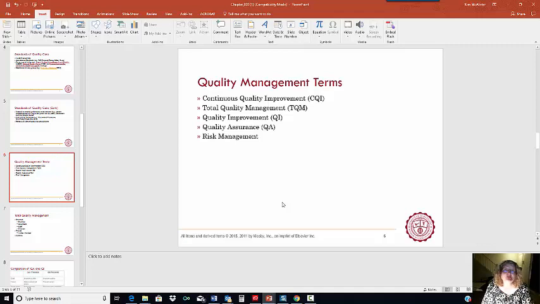So under prescribing errors, which was the biggest level of error, they found that that was due to poor handwriting. So they implemented automation in their prescribing process.